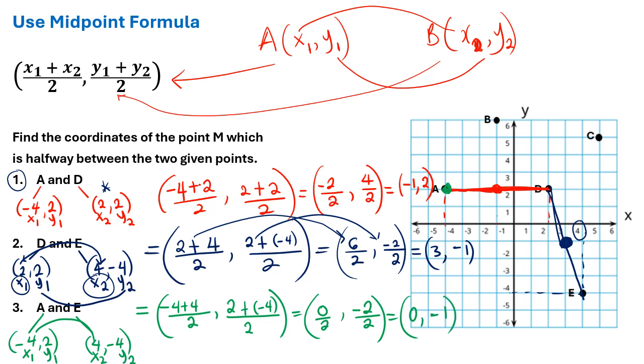Cool, I like this. Which means that the midpoint of line segment AE will be (0, -1). And (0, -1) is right here. So this is A right here. See? That appears to be the midpoint. So this is good.